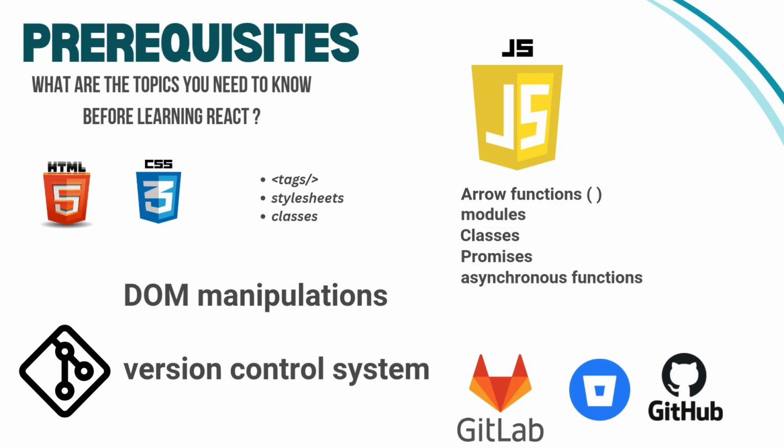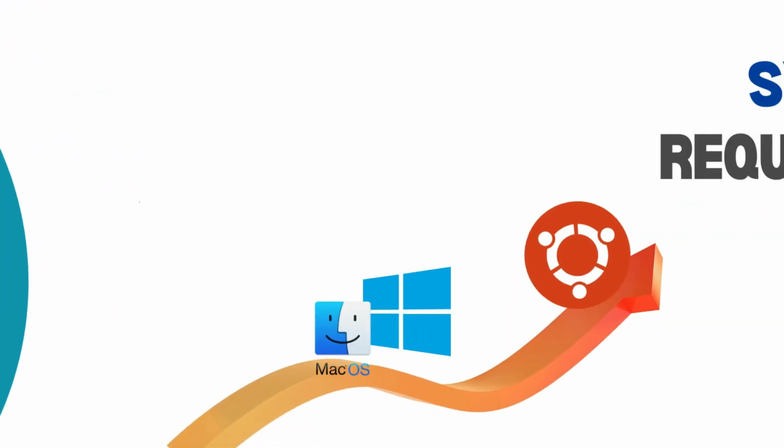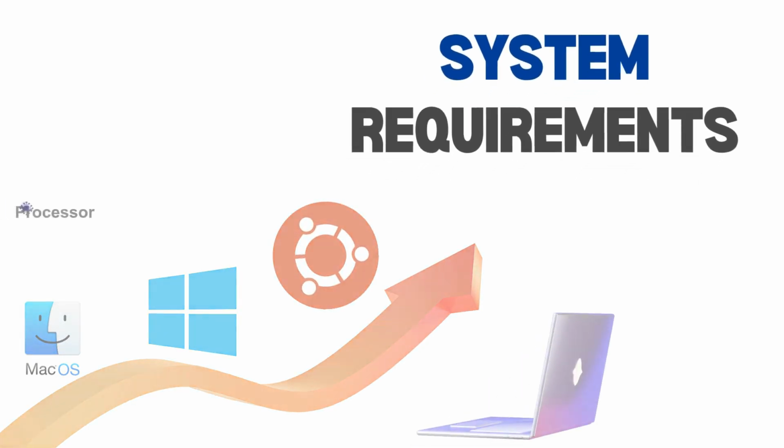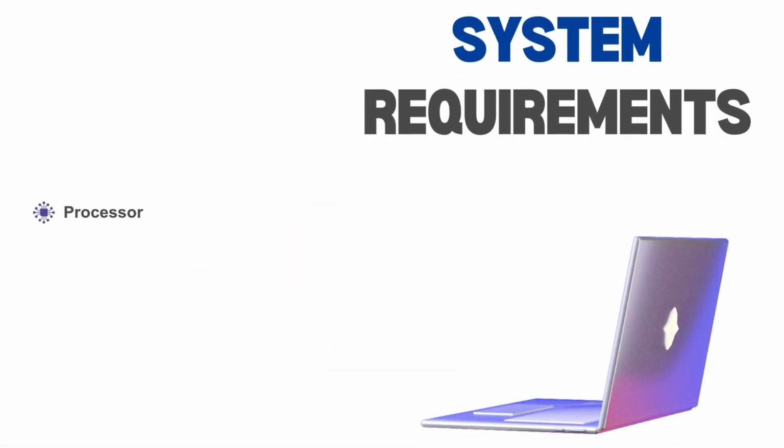So with all those things said, now let's check what it takes in hardware and software aspect. To start building with React, you don't need a supercomputer, but there are some minimum requirements for smooth development. First thing is obviously the processor. It's safe to say to have a dual core processor if you're a fresher and a higher processor if you are experienced.